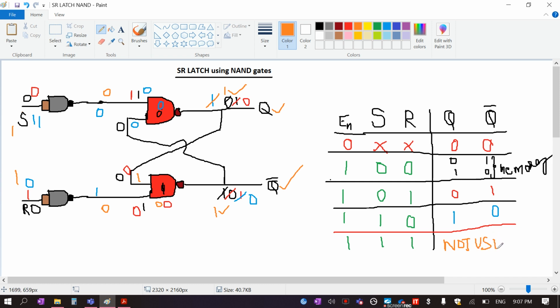So till here we have covered SR latch using NOR gates and SR latch using NAND gates. Till here. Thank you.